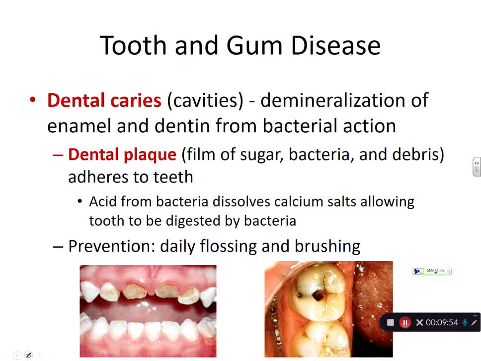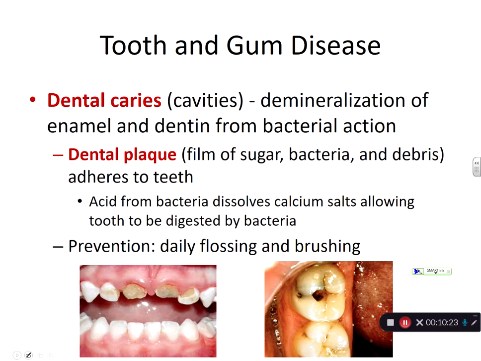Okay? So plaque is what we call that film of sugar and bacteria and debris that sticks to your teeth. And the bacteria are making that acid as they eat that sugar and all that food debris that's left over. So this is why it's really important that you brush and you floss every single day. This is an image. You can see the central incisors and the lateral incisors.